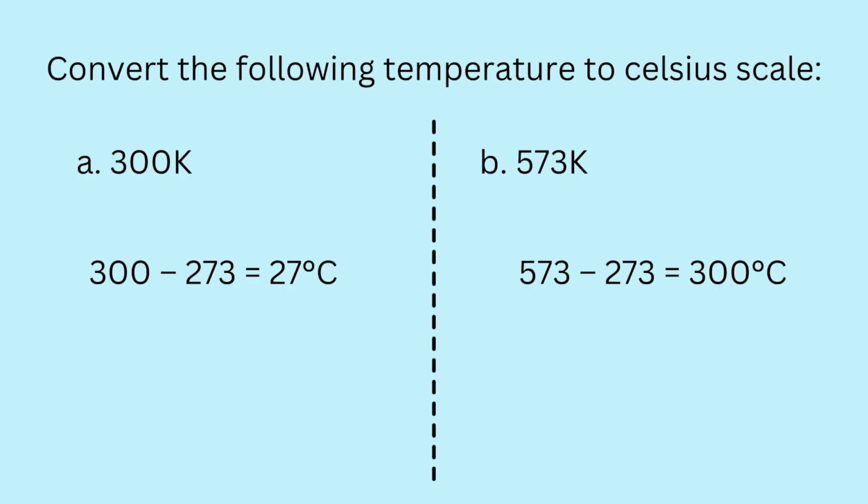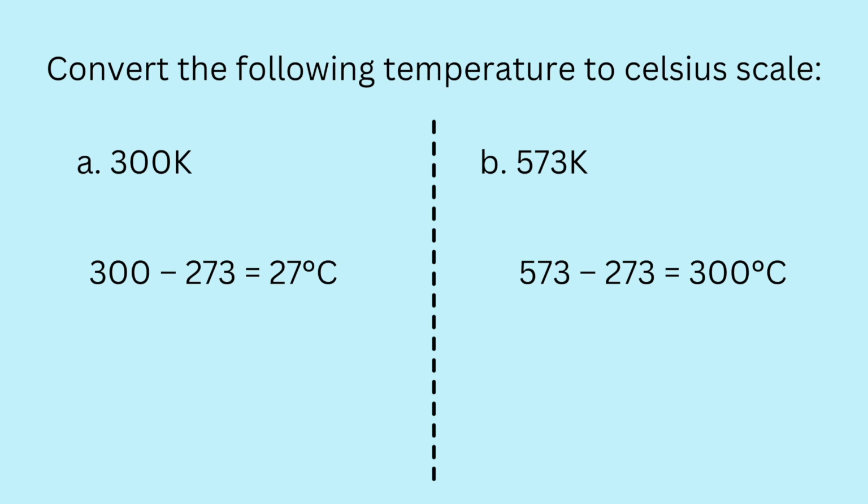The first question here being, convert the following temperature to Celsius scale. Okay, we have already learnt a formula for this, that 273 Kelvin is actually 0 degree Celsius. So the conversion is, you would have to subtract 273 from the Kelvin scale to get the Celsius scale, right? So the first question here is 300 Kelvin. To convert 300 Kelvin to Celsius, you would subtract 273 from it, which gives you 27 degrees Celsius. So that is the answer here.